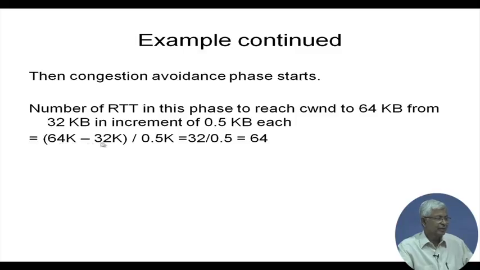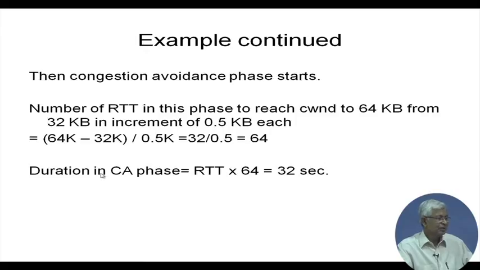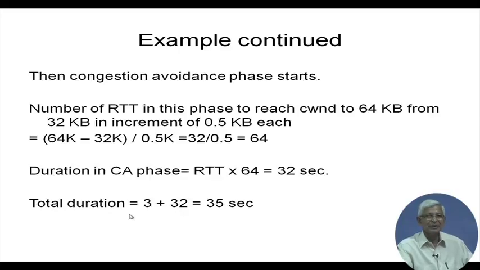So, (64k minus 32k) divided by 0.5k is 32 divided by 0.5, which is 64 steps required. So, the duration of the congestion avoidance phase is RTT times 64, and RTT is 0.5, so it becomes 32 seconds. Linearly it is going very slowly. So, the total duration is 3 seconds plus 32 seconds, that is 35 seconds.